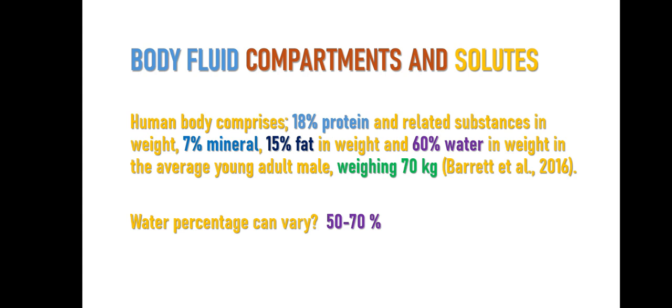Now, how have we gotten these body fluids collectively? We are taking a male weighing 70 kg. In other words, in a male weighing 70 kg, this is the amount of body fluid they should have: 60% water, 18% protein, 15% fat, and 7% minerals by weight.